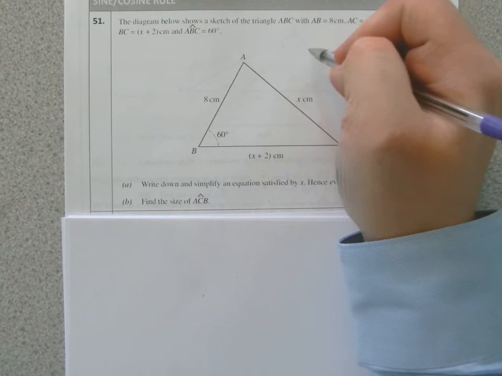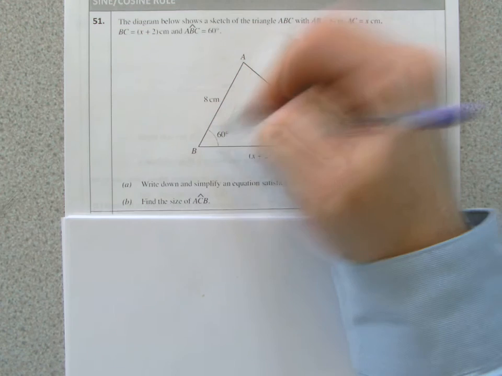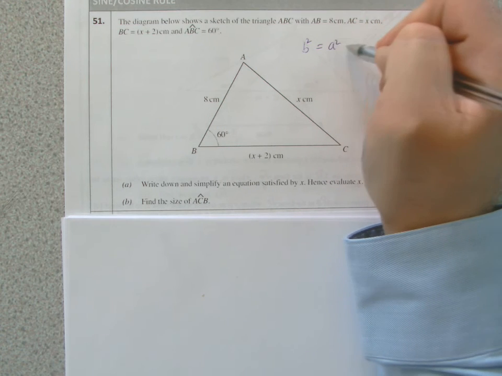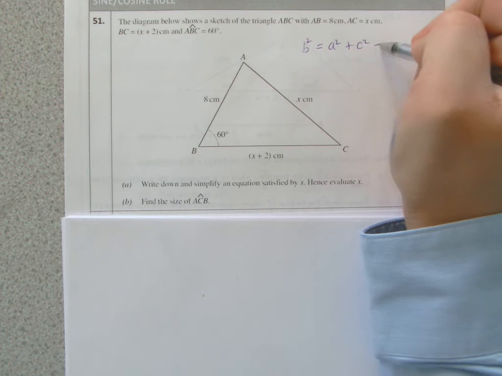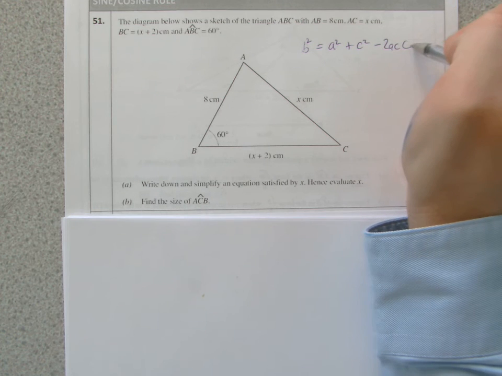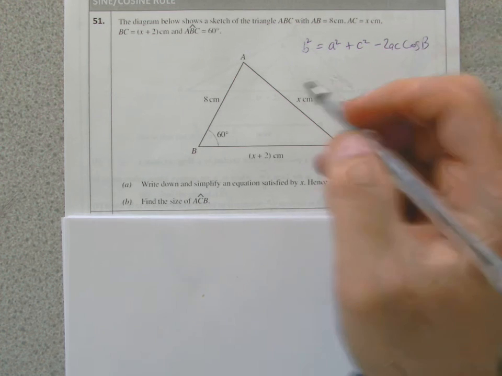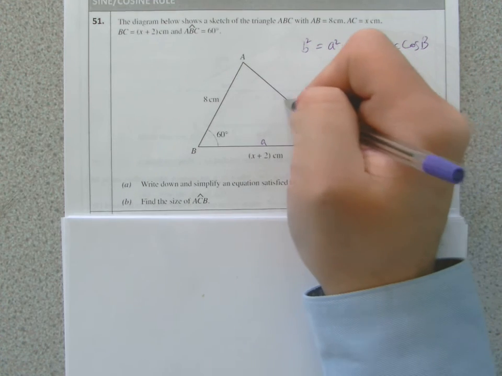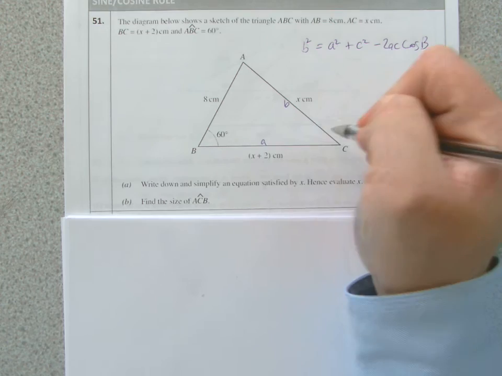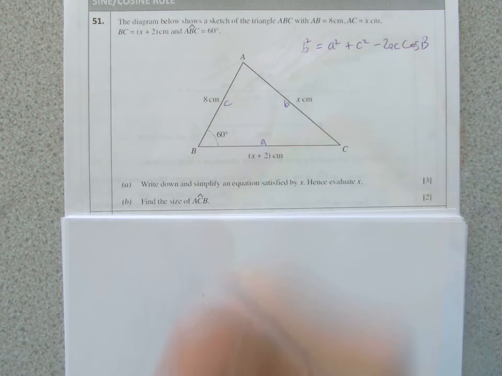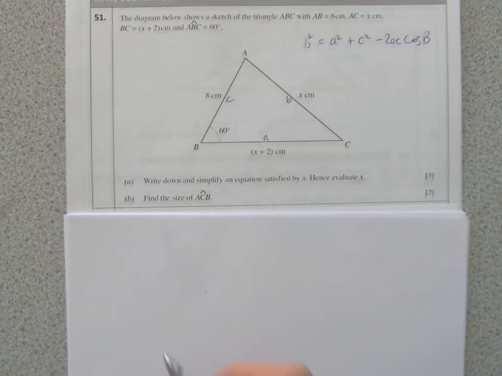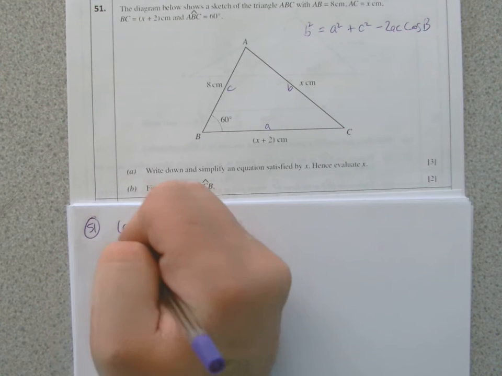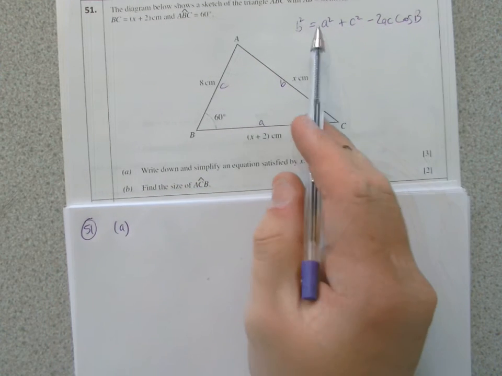The cosine rule then goes, because it's angle B, b squared equals a squared plus c squared minus 2ac cos angle B. Remember this is your little a, because it's opposite angle A. This is your little b, because it's opposite angle B. And your little c there is opposite angle C. So when we put all that into this question, part a, you're using that formula.